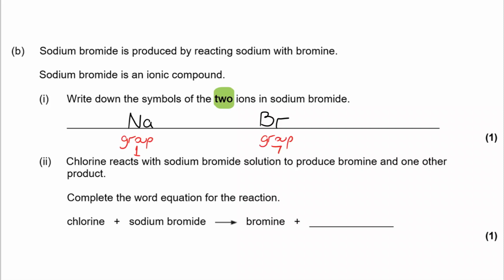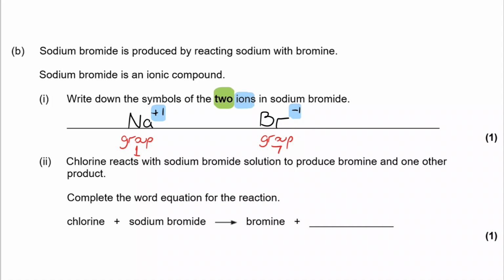Now, sodium is in group 1, and it is expected that you will remember that group 1 atoms form ions with a +1 charge. And similarly, group 7 elements that need to gain 1 electron to get a full outer shell will form ions with a -1 charge. So you need to have those charges in there to be credited.